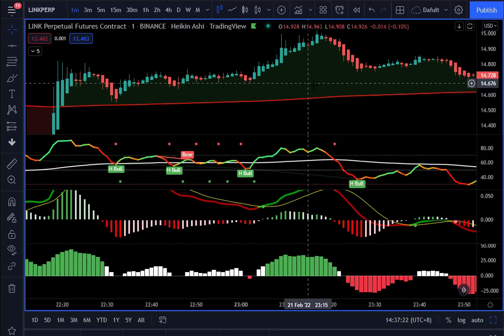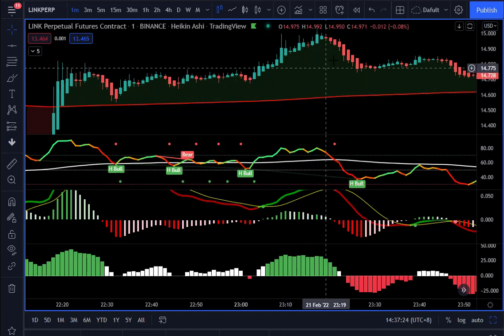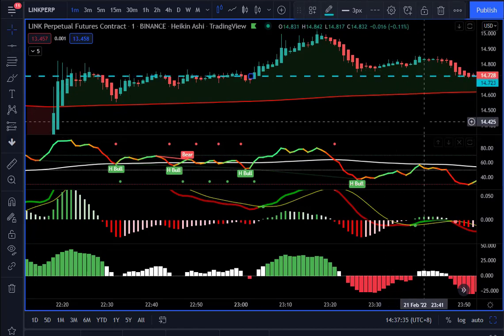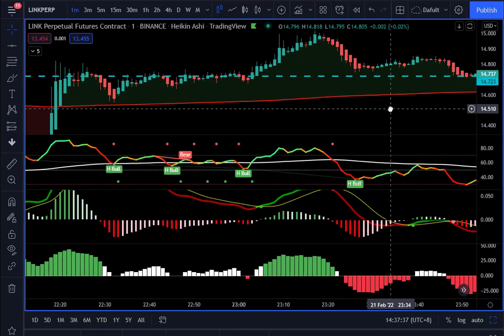Why will we do long? Because we are now in the uptrend above the 200 SMMA. So you notice this is up, and there's a white bar here. So we will do a long position somewhere here. Then after that, we move on.